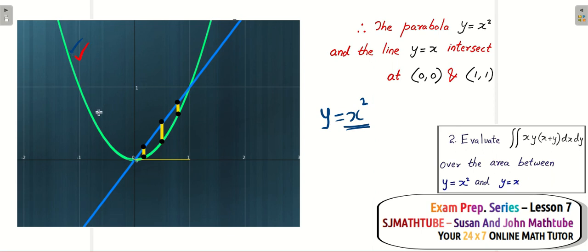So this is our parabola, and I'm sure you recognize the line y equal to x. Y equal to x means it's a line passing through the origin, and the inclination with respect to the x-axis is 45 degrees, and that's our blue line. And we already proved that the points of intersection are the origin and (1, 1). See? Now the picture explains it.